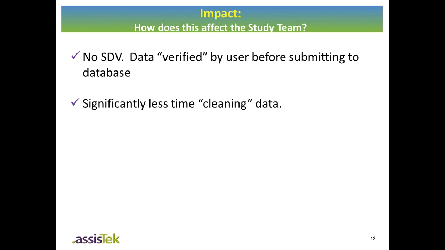All right, so what's the impact? How does this affect the study team? Clearly, the benefit is that there's no SDV. The data is essentially verified by the user before it's submitted to the database.